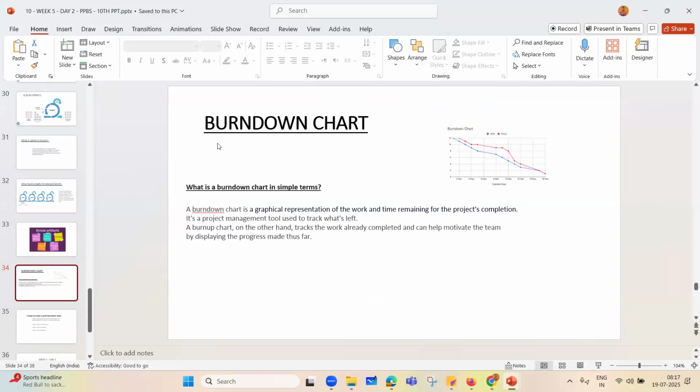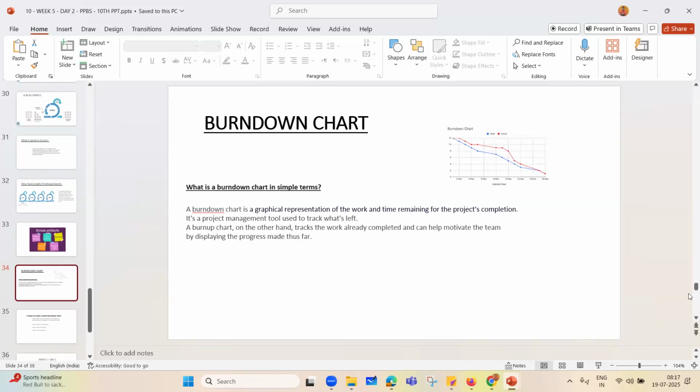Sure. Burn down chart. What is a burn down chart in simple terms? A burn down chart is a graphical representation of the work and time remaining for the project's completion. It's a project management tool used to track what's left. A burn up chart, on the other hand, tracks the work already completed and can help motivate the team by displaying the progress made thus far.